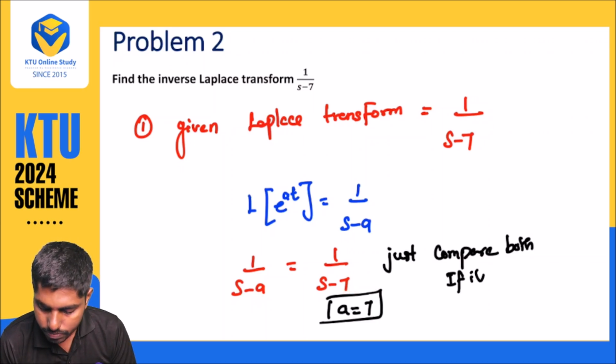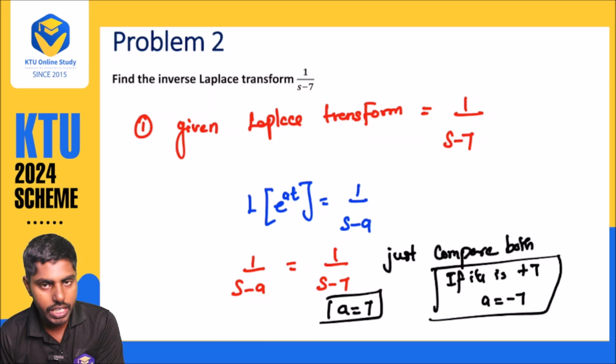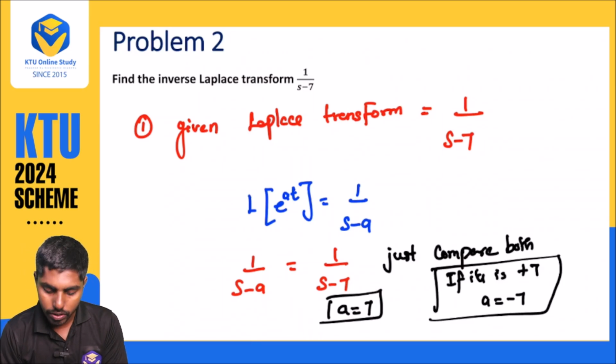If it is plus 7, it means a is equal to what? Minus 7. This is the thing. If it is plus 7, we will be taking a as minus 7. Here, no problem. a is equal to 7. So we have identified the value of a.